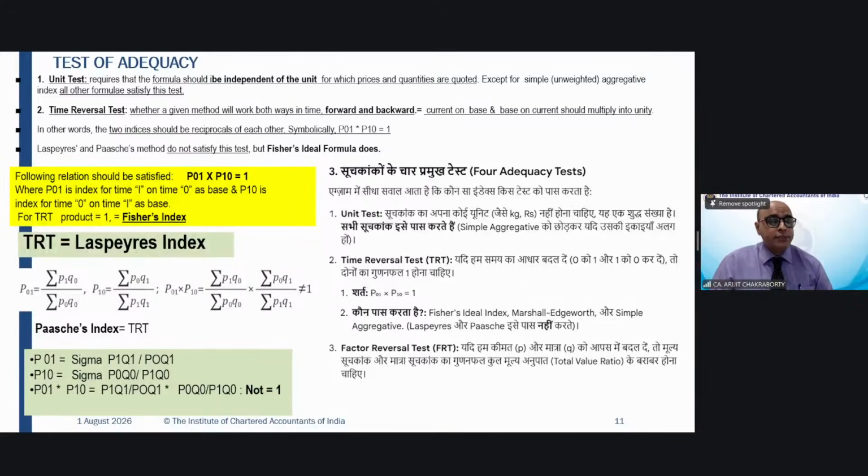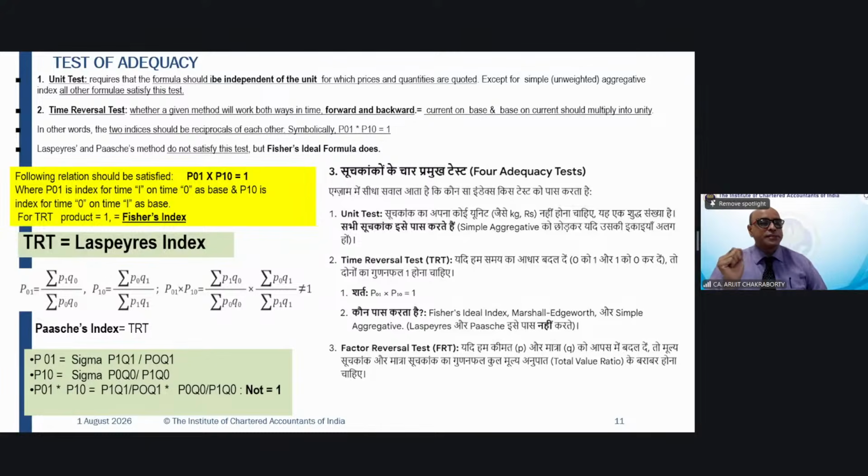टाइम रिवर्सल टेस्ट अभी हम लोग देख रहे थे, शर्त क्या है? What is the condition to be met? P01 into P10 should be equal to 1. ये है इसका शर्त और the condition. कौन पास करता है? कौन चैंपियन है? फिशर्स आइडियल इंडेक्स पास करता है. Dear students, please also note Marshall-Edgeworth index also satisfies the time reversal test.